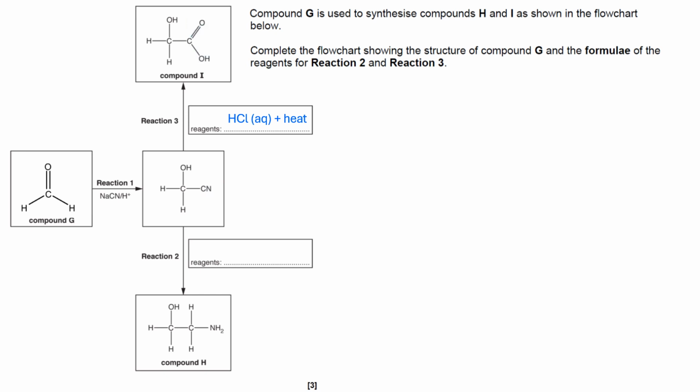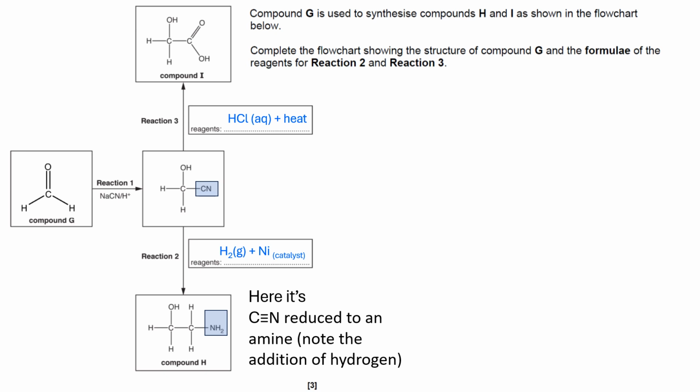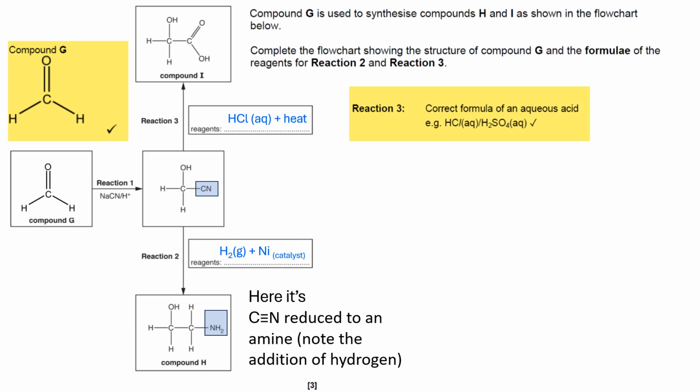So finally, it's reaction number 2 I'm going to look at. And here you've got a nitrile turning into an amine. So this is being reduced this time round. Note the addition of hydrogen always means a reduction. So checking our mark scheme, we can see we would have picked up the marks for each of those changes we've made.